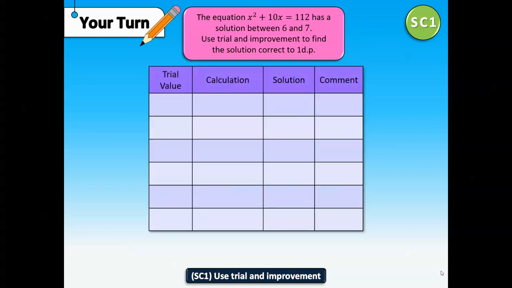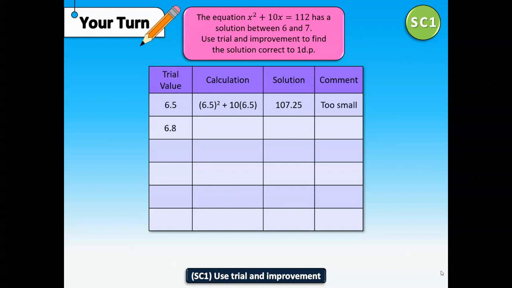Okay, so for this question, we're going to start by substituting a number that's in between 6 and 7, so 6.5. When we substitute in that number, we get an answer that is less than 112. Remember, we want our answer to be as close to 112 as possible. So 6.5 is too small.